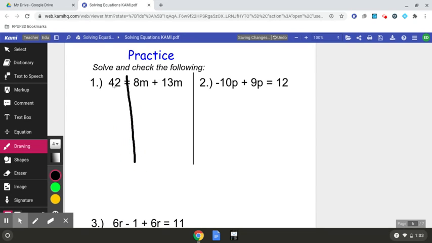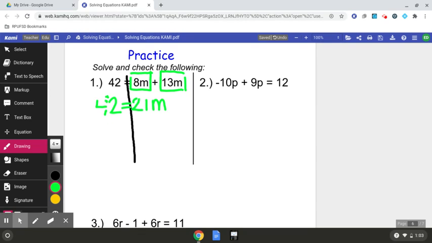So on the left side here, I have 42, and then I have 8m plus 13m. So I do have a variable, which is the m, but I do have 2 of them. So before I do anything, I want to combine like terms here. So I'm doing 8 plus 13 to get 21m. And then bring down your equals and bring down your 42.